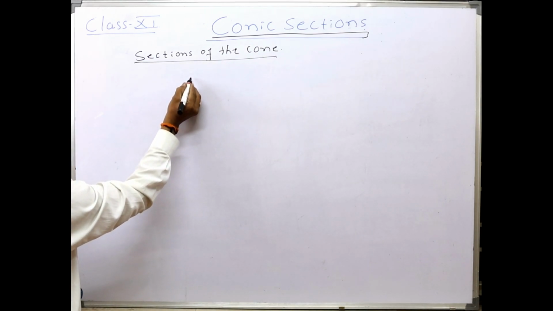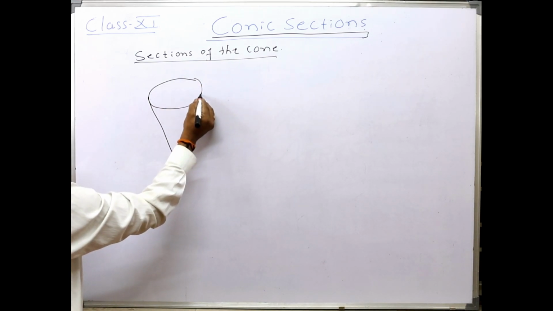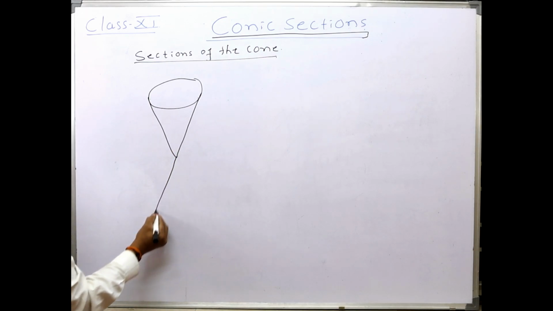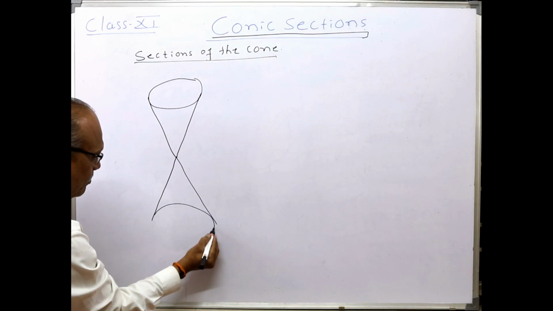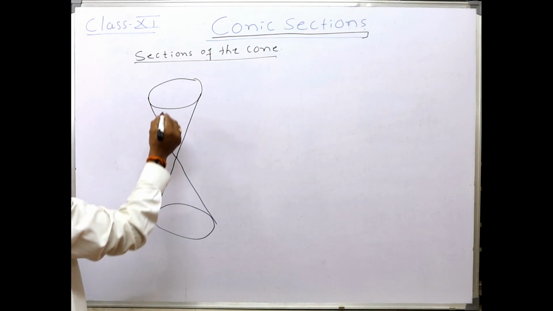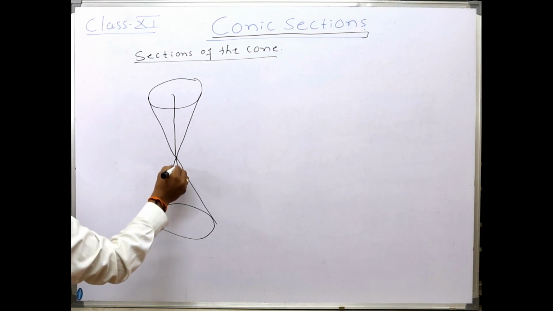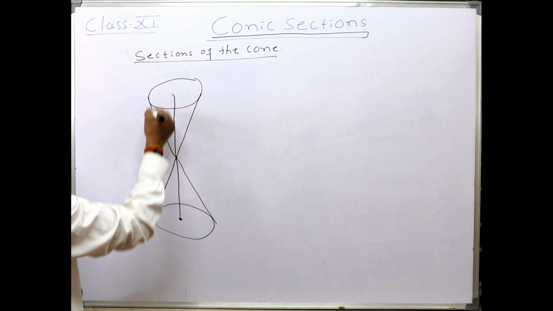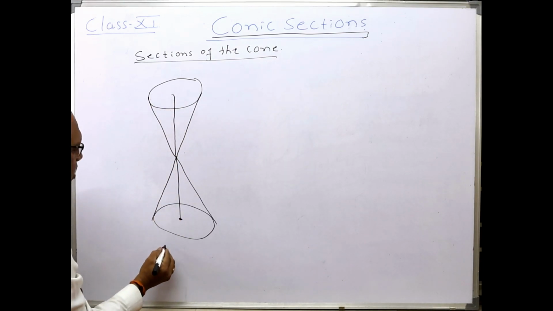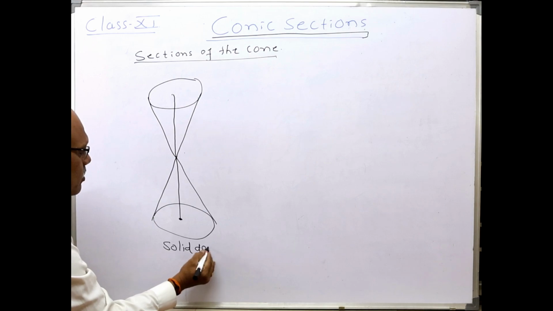If you take a cone, this is the cone. Let me take two cones, one above and one below. And if I take this cone, this becomes a double cone. Let us consider a solid double cone. Say, for example, a wooden piece. Assume that it is a wooden piece having the shape of the solid double cone. This is called as solid double cone.